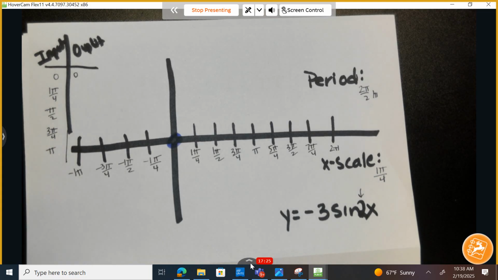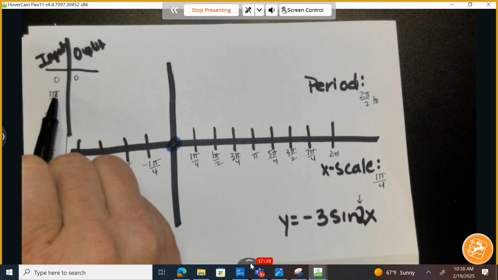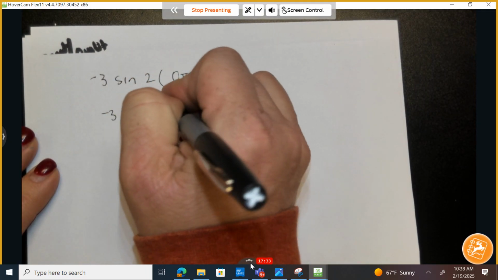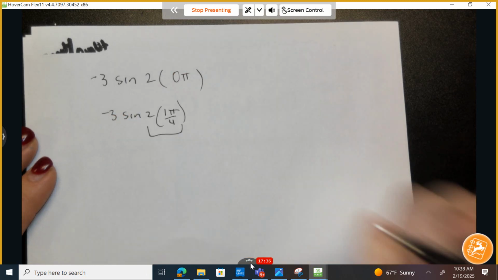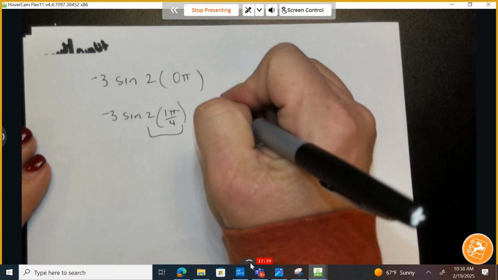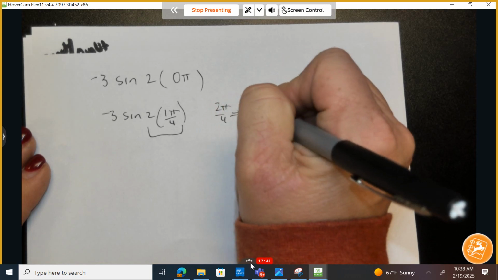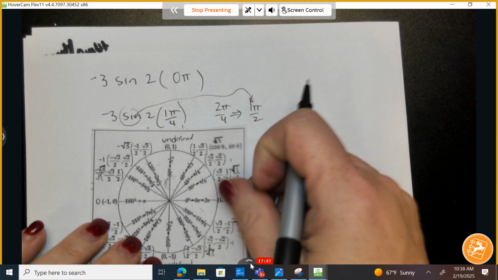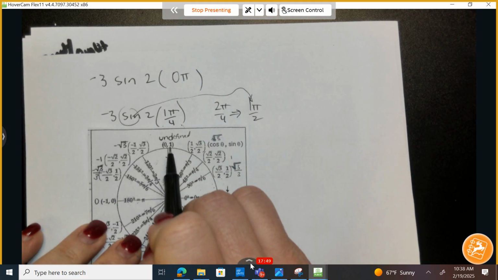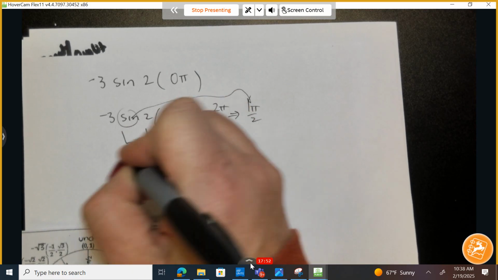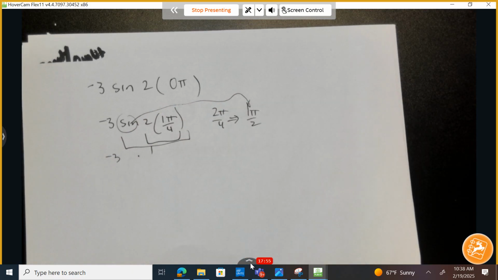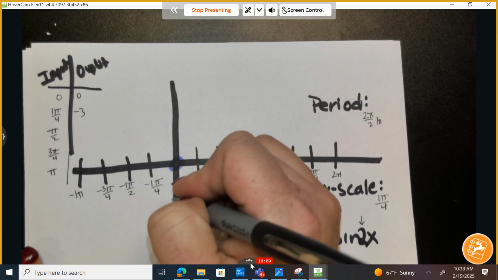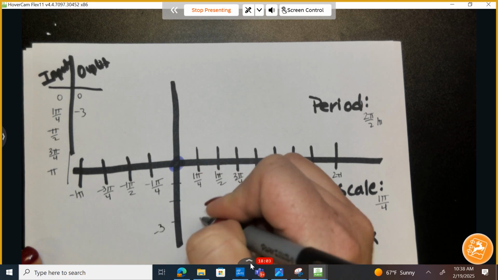Now let's do the exact same thing with the next input, which is 1 pi over 4. It's my first step. So exact same thing. 1 pi over 4. I need to reduce this part. So I end up with 2 pi over 4, and 2 pi over 4 reduces to 1 pi over 2. So I want to know what is the sine at 1 pi over 2. The sine at 1 pi over 2 is 1. What is 1 times negative 3? Negative 3. So negative 3 is my output. So at this first step, I'm dropping down to negative 3 and making a dot.